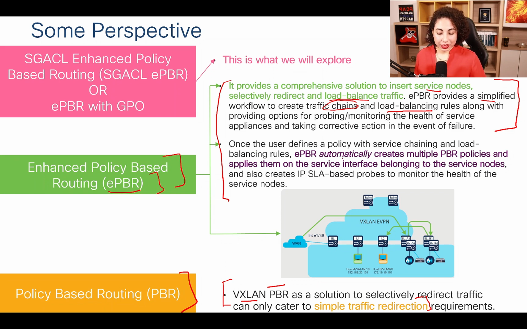And also what is interesting is that it automatically creates multiple PBR policies and apply them on the service interfaces belonging to the service nodes. Let's check out in more details what this means. So let's see, for example, this drawing. Here I have, again, a beloved fabric. I have some traffic that is coming from the WAN, and it needs to reach my host B here, that it is in VLAN 20, okay?